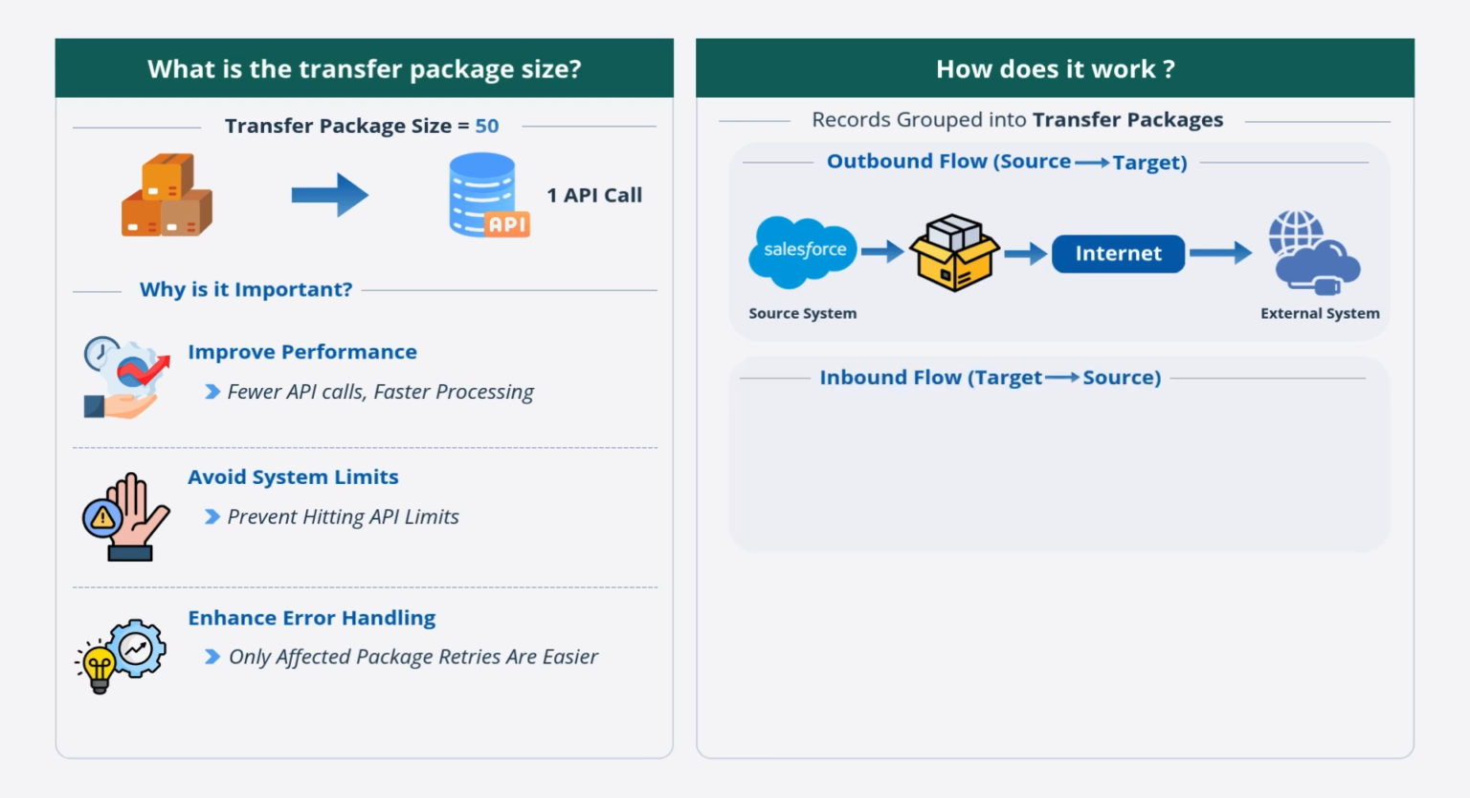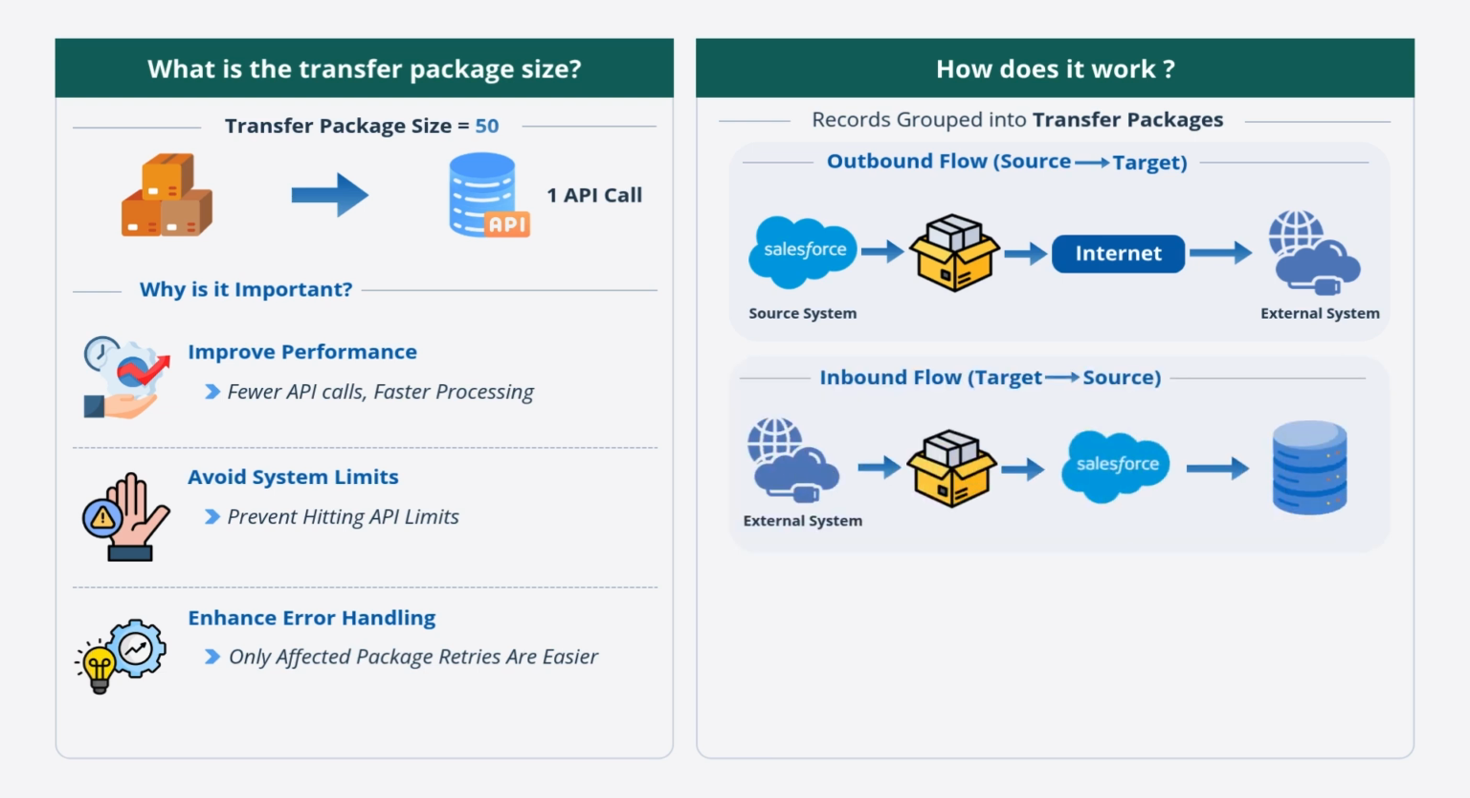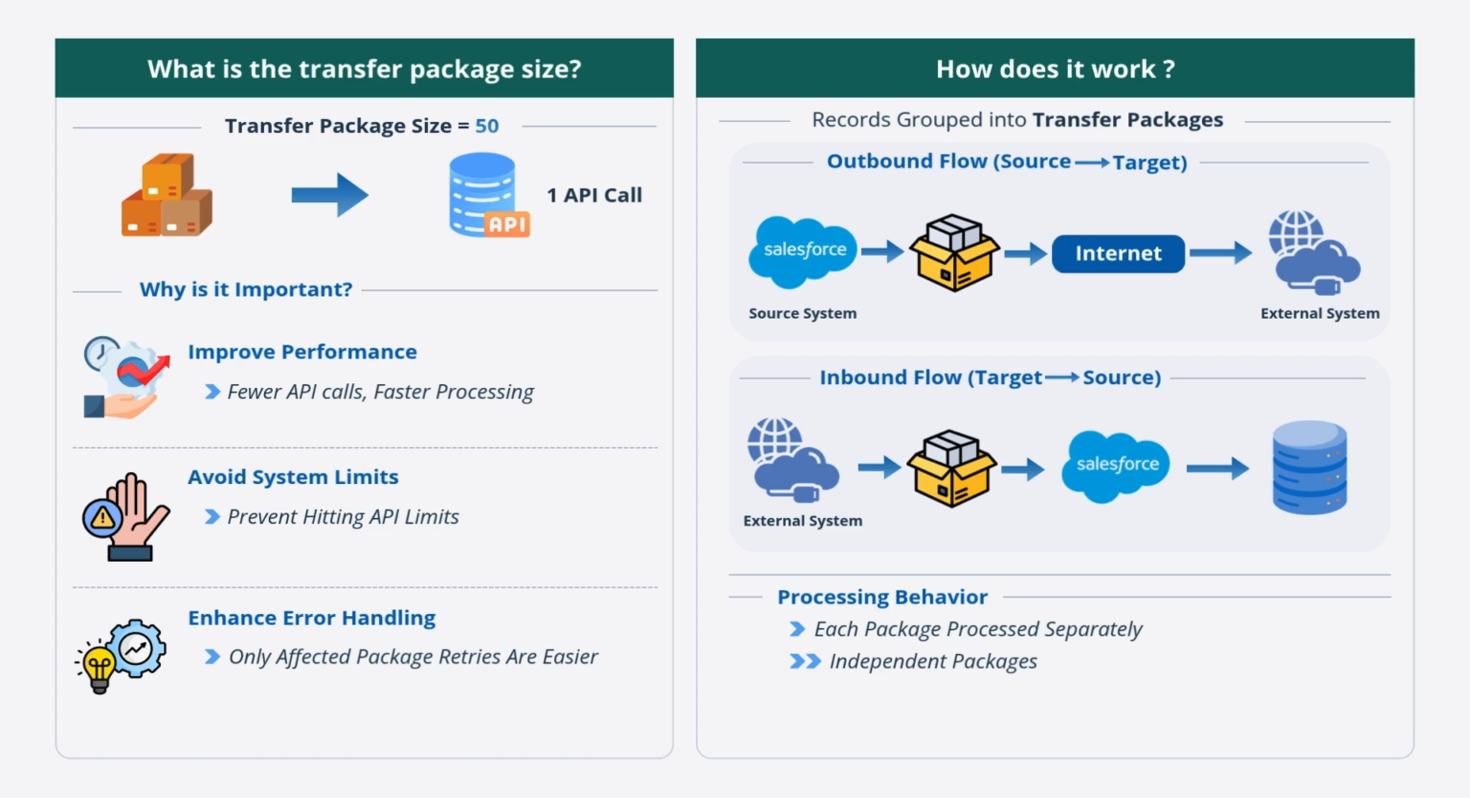Inbound flow. For inbound integration, data comes from an external system. It is grouped into packages again, then processed and stored inside Salesforce. So the same concept applies in the reverse direction. Processing behavior. Finally, each package is processed separately. This means each package runs independently. Errors are isolated, and retrying is much easier and faster.